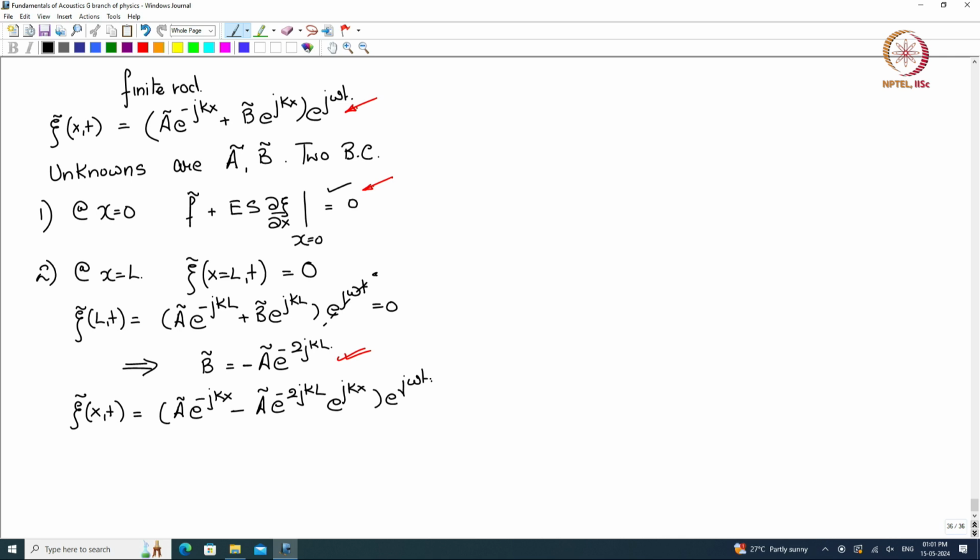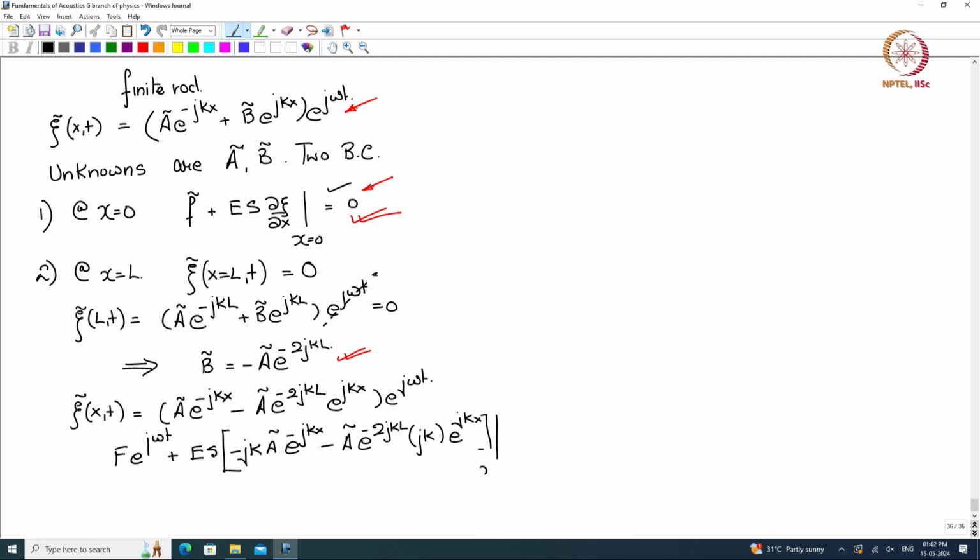Okay, so now we are going to implement the first condition on this equation. If we do that, we get F e to the power of j omega t plus E S del xi del x, which is minus j k a tilde e to the power of minus j k x minus a tilde e to the power of minus 2 j k l into j k e to the power of j k x, at x equal to 0, that must be equal to 0. So if we implement x equal to 0, then this term becomes 1, this term becomes 1.